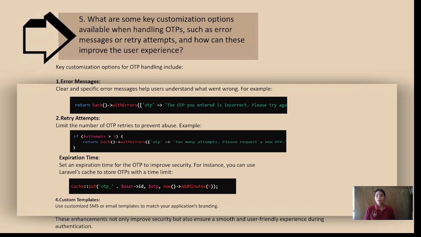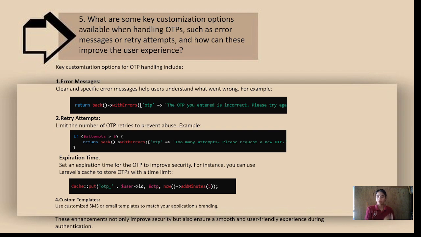Number 5. What are some key customization options available when handling OTPs, such as error messages or retry attempts? And how can this improve the user experience? Here are the key customization options for OTP handling. Number 1, the error messages. Clear and specific error messages help users understand what went wrong. For example, number 2, the retry attempts. Limit the number of OTP retries to prevent abuse.